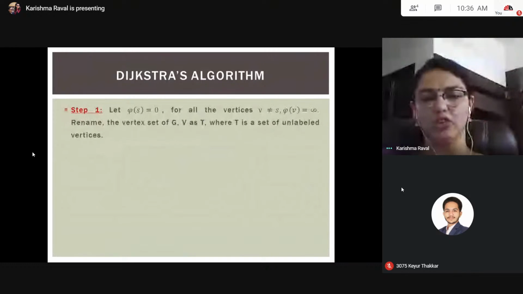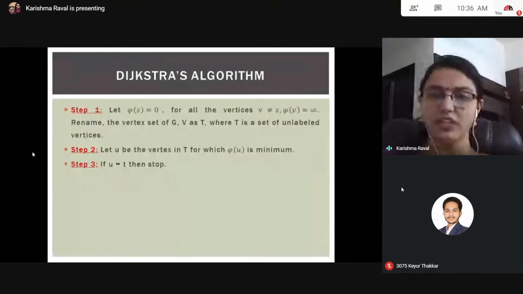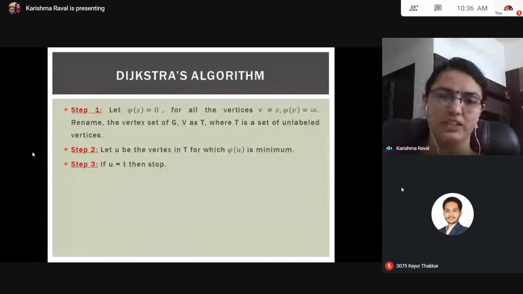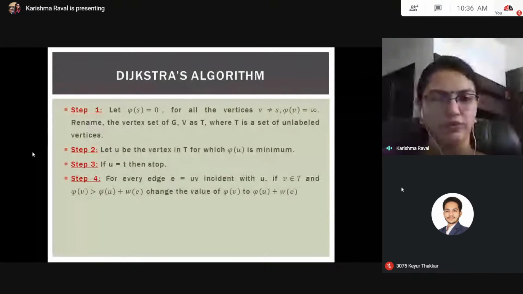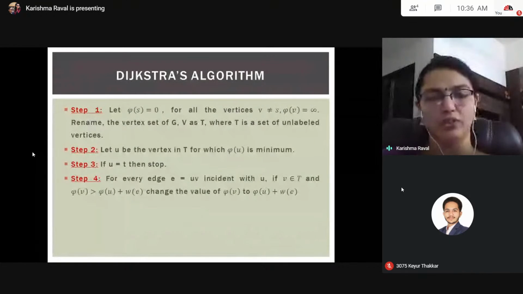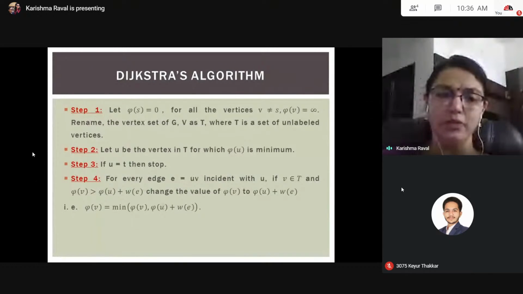The next is Dijkstra's algorithm. Step 1: let phi of S equal 0, and for all vertices V not equal to S, phi of V equal to infinity. Rename the set of vertices as T. This T is the set of unlabeled vertices. Step 2: let U be the vertex in T with the minimum value of phi of U. Step 3: if U is equal to T, then stop. If not, go to step 4. Step 4: for every edge e equal to UV incident on U, if V belongs to T and phi of V is greater than phi of U plus weight of e, change the value of phi of V to phi of U plus w of e. In short, we take the minimum of phi of V and phi of U plus w of e.